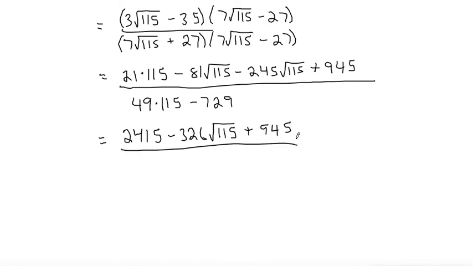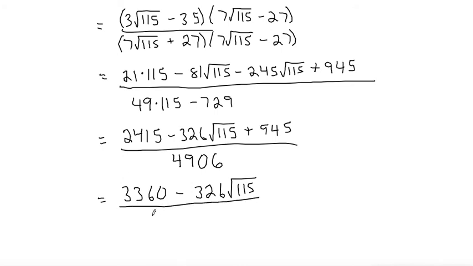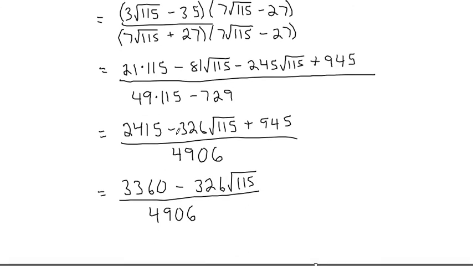Simplifying the denominator, 49 times 115, and then subtracting 729, I get that to be 4,906. Okay. We have a couple more terms we can combine on the top. 2,415 plus 945 is 3,360 minus 326 root 115 over 4,906. Okay, and we're almost done.